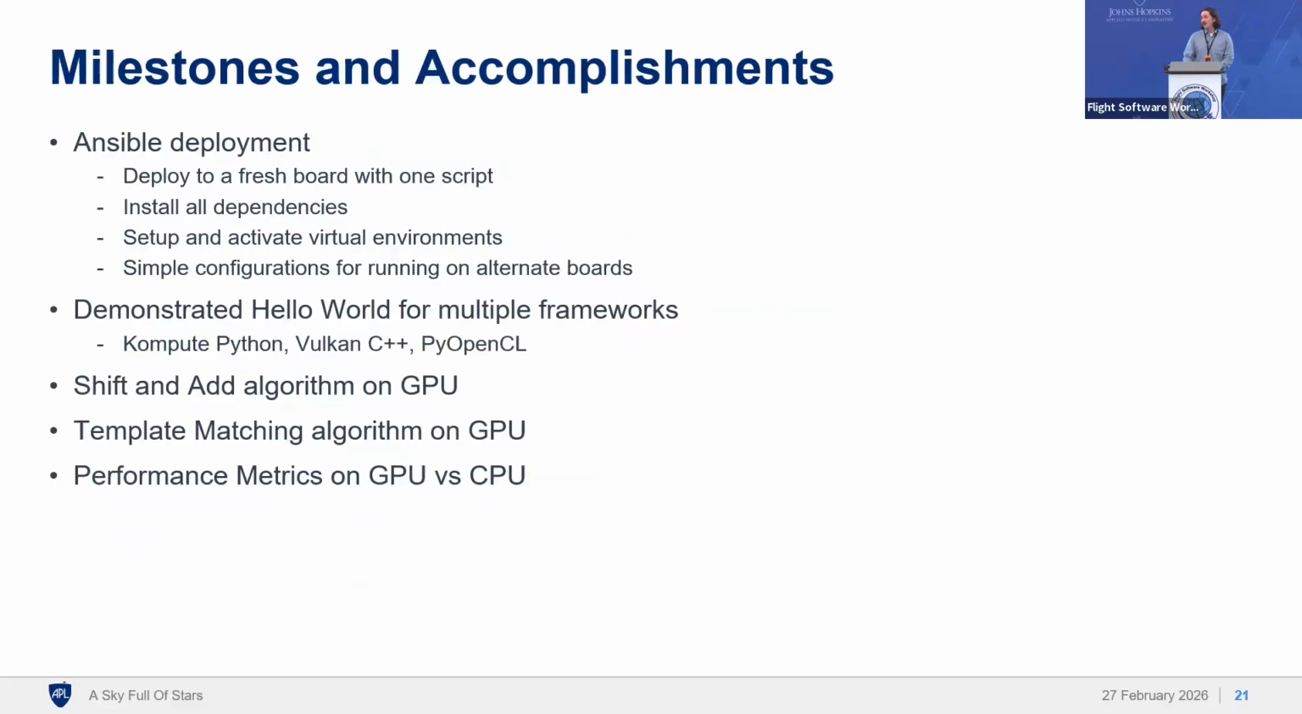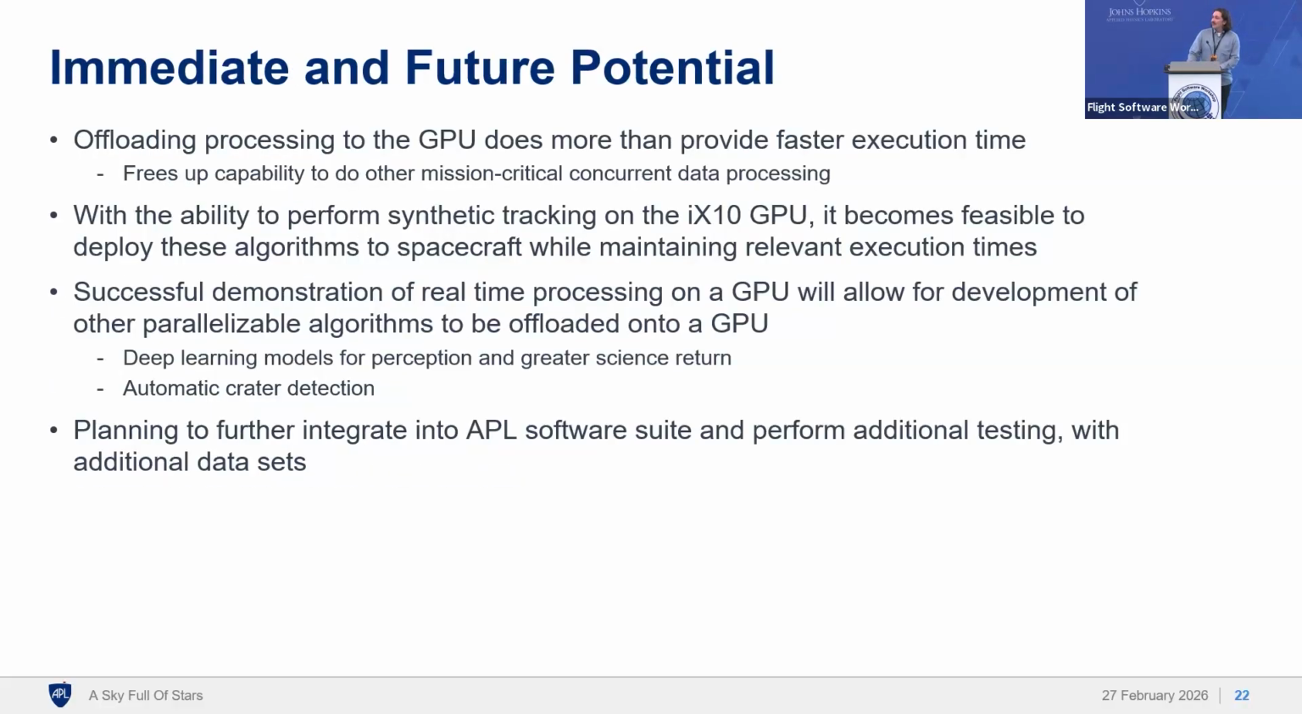Some of our accomplishments: we've set up our deployment in Ansible. We demonstrated Hello World in multiple frameworks. We've ported the shift and add algorithm and the template matching to the GPU, and we've started collecting performance metrics. We have yet to combine everything together and do a lot of optimization. This is an internal research problem I've been working on, and we only get a couple hours a week to work on this, so we're making progress.